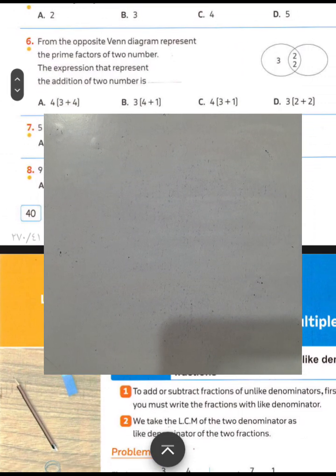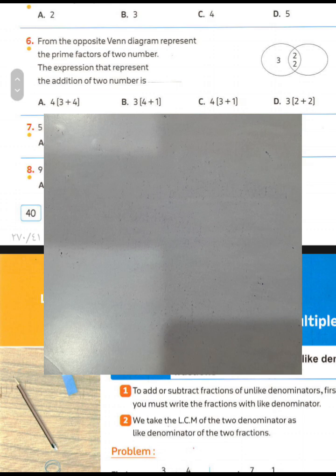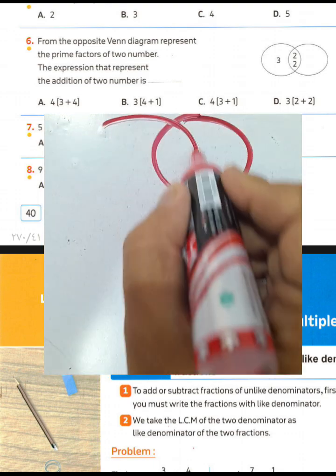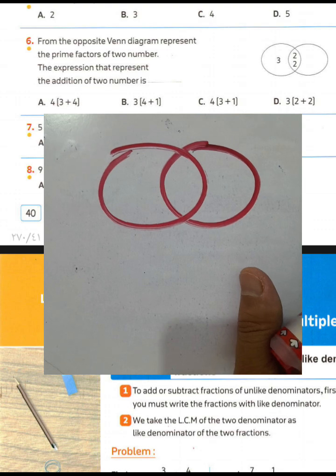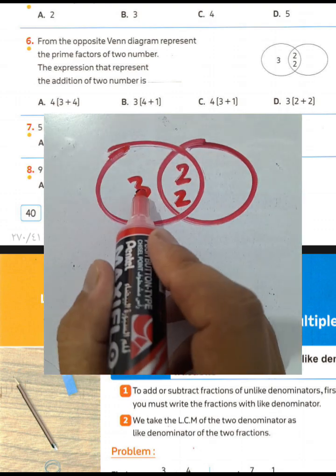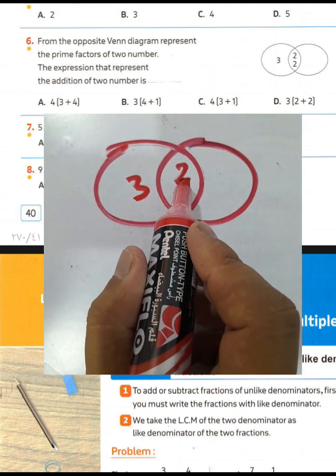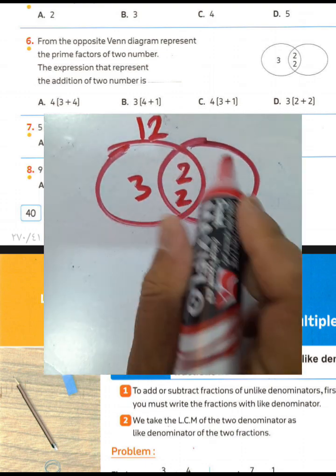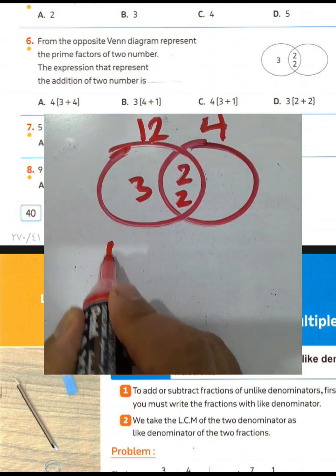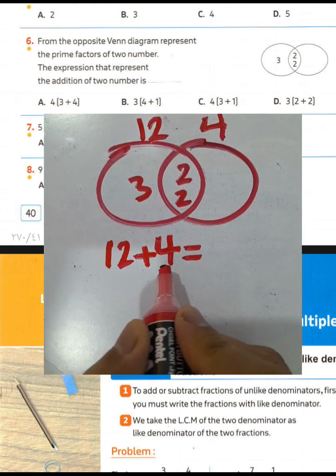Question number 6. From the opposite Venn diagram, the prime factors of two numbers. Here the expression that represents the addition of two numbers is. He gives us two circles cutting in this part. Here write 2 and 2 and 3. We know the first number here, 3 times 2 times 2. 3 times 2 equals 6. 6 times 2 equals 12. And the next number here, 4. We have 12 and 4. 12 plus 4 equals what?